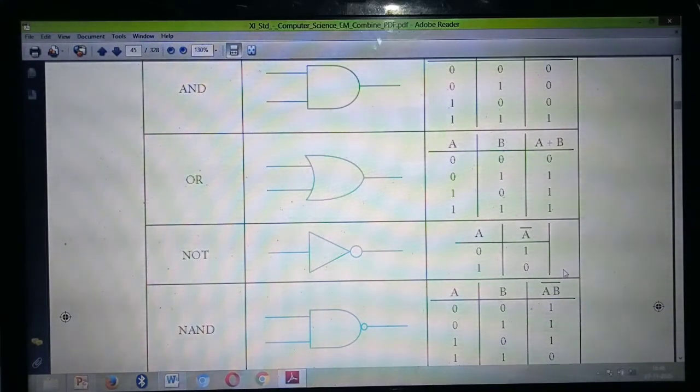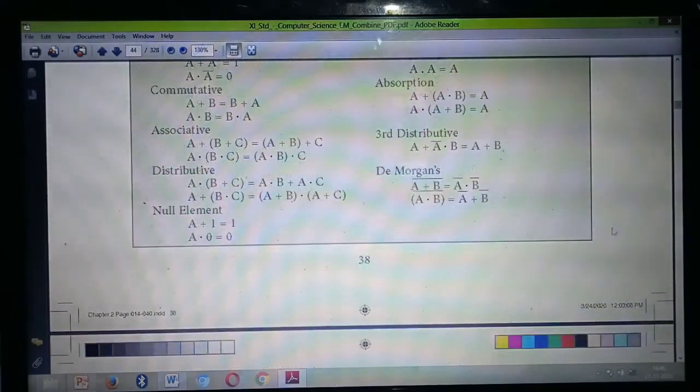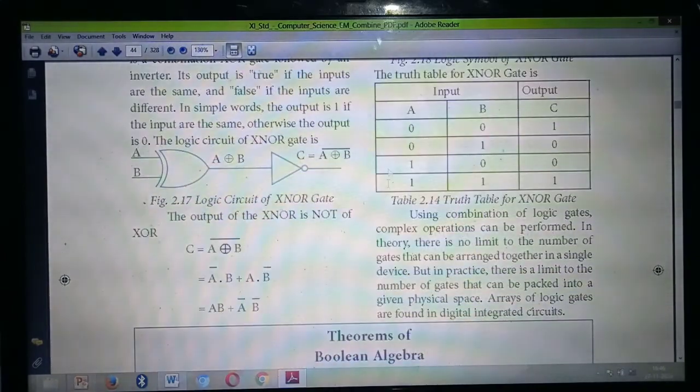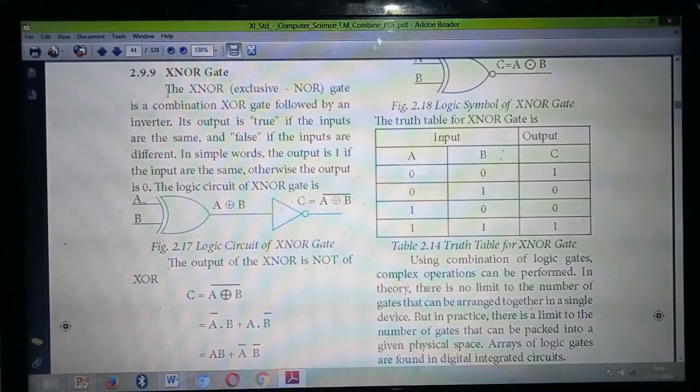Have you all marked? Then, second question, write a short note on XNOR gate. Take page number 38. XNOR gate, very important question, all are important only. From here, XNOR gate, page number 38, under the heading XNOR gate, from here to till this tabular column. This is the second 3 mark question. Have you all marked?